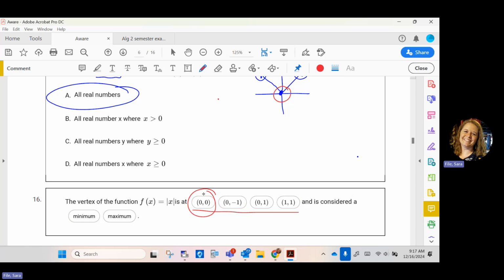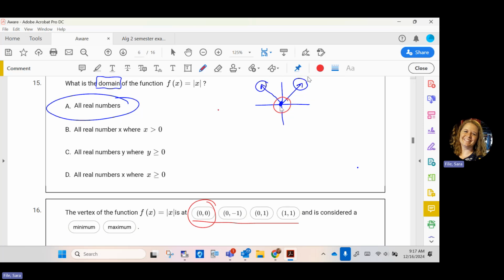Okay, and is that vertex in the parent function a maximum or a minimum? Is it the highest point or the lowest point of this graph? Come on, guys. This doesn't get really much easier than this. Is this the highest or lowest point of this graph? The lowest. Is that a maximum or a minimum? Minimum means bottom, low. Minimum is the low point. Max is high. Maximum is the high point. If it was upside down, then it would be a maximum.